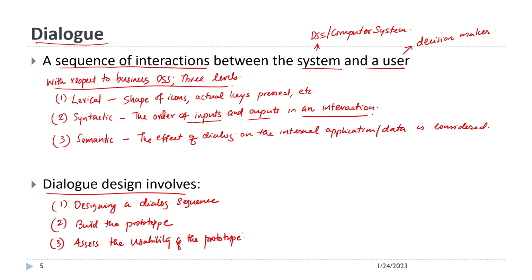Once you design a dialogue sequence, build the prototype, and assess it, the fourth step is to refine as per feedback. Even though the design part is only the first three, the fourth is making sure that the dialogue sequence or order, etcetera, are updated or refined based on the feedback that you got from the user.